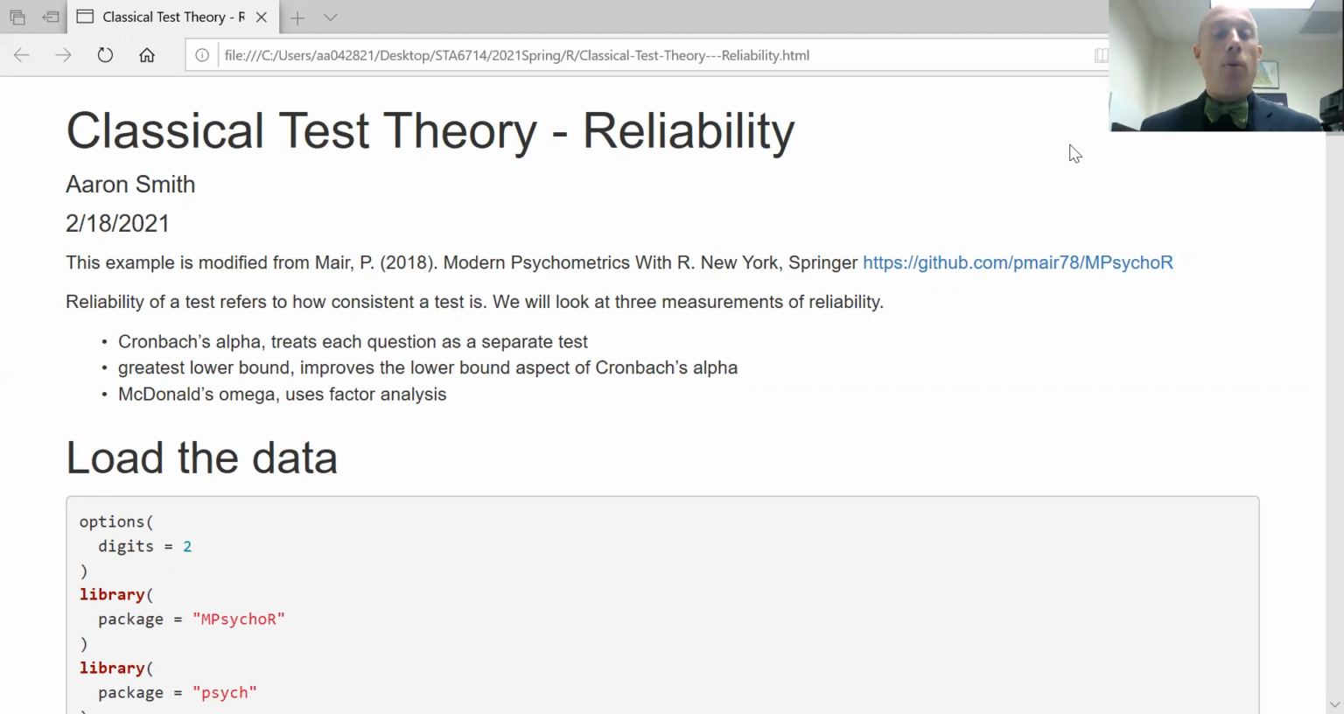Now, when I say reliable, that means that conceptually it's consistent. What do I mean by consistent? Quite the rabbit hole of a conversation. But consistent means that if I was to go and give the test again, I will get nearly the same results.